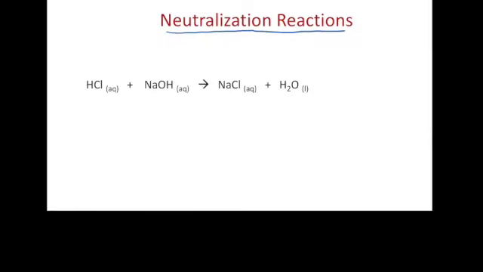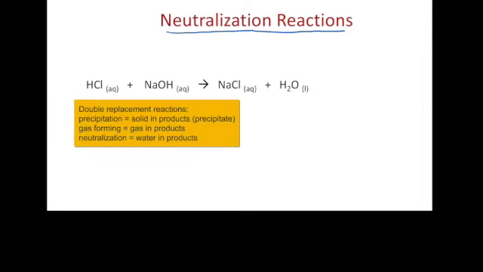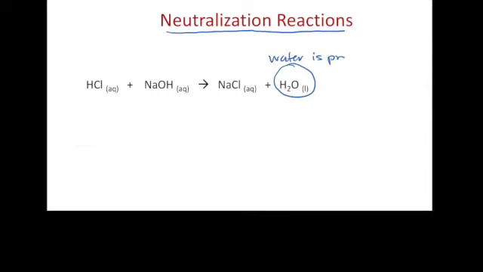So a neutralization reaction is one of the three subtypes of double replacement reactions. Remember, there were precipitations, which are the color changes. We saw a lot of those. Neutralization is when water is the product, and this water is a liquid, and we can't see the formation of the liquid. But what can be detected is a temperature change. And that was in the double replacement reactions lab.